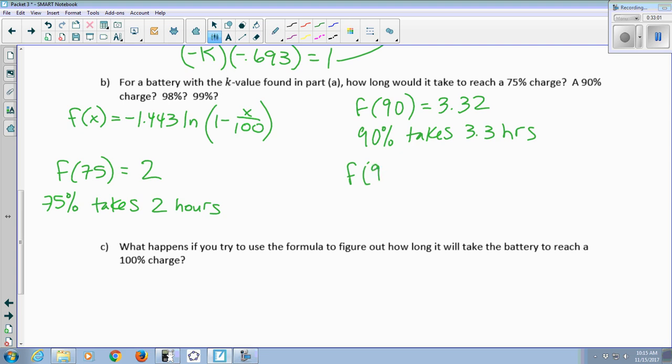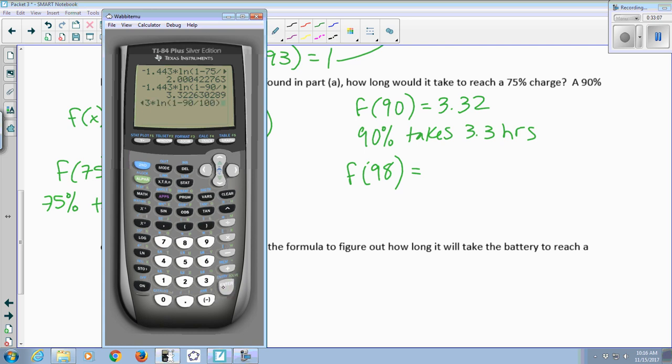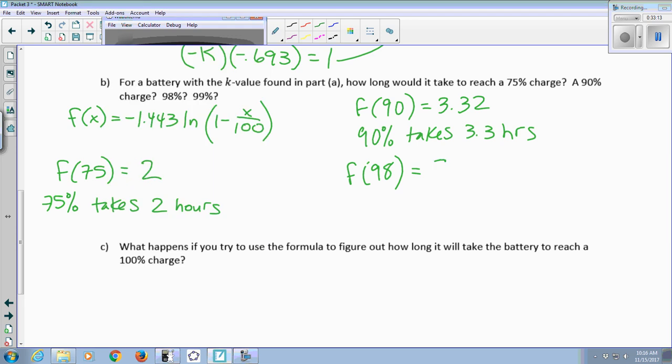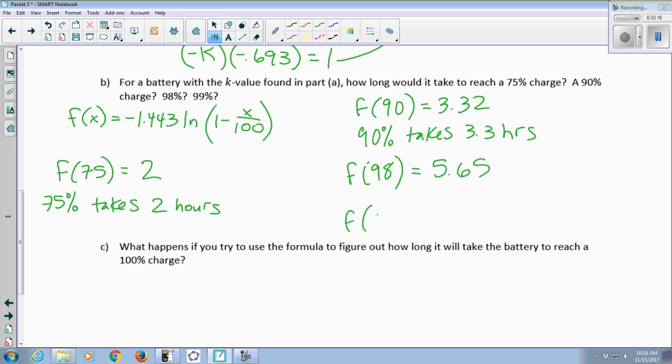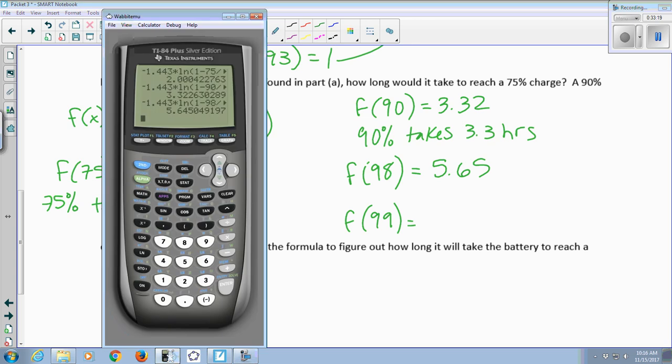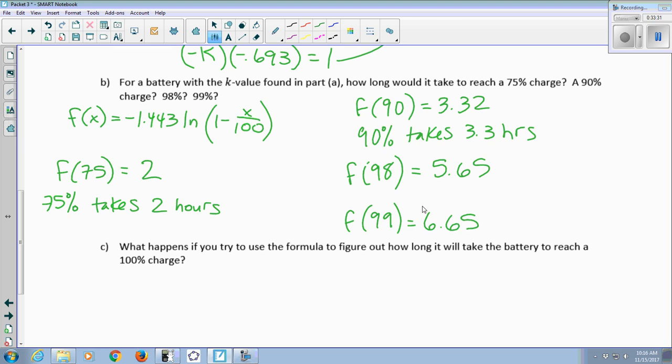And F of 98, how long till we get a 98% charge? Is 5.65. And F of 99, 6.65. So it takes a whole extra hour to go from 98% to 99%. It only took 1 hour to go from 0% to 50%. That's a 50% increase. And now a 1% increase also took an hour.